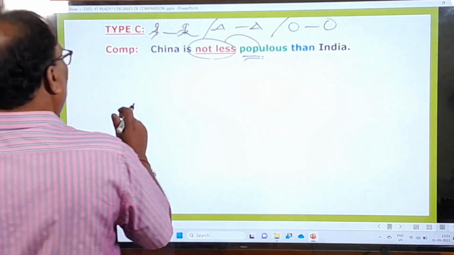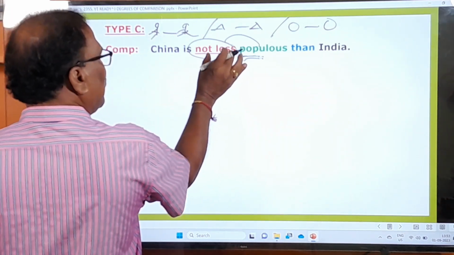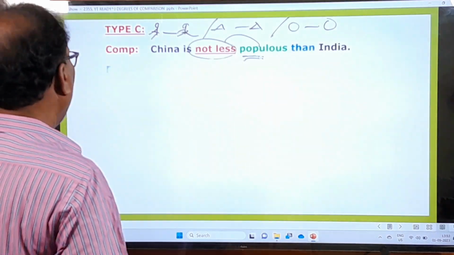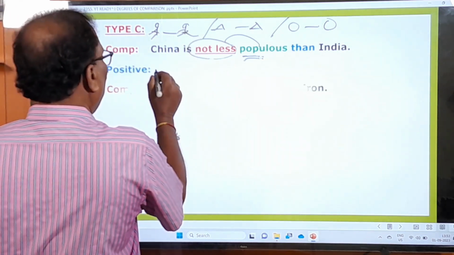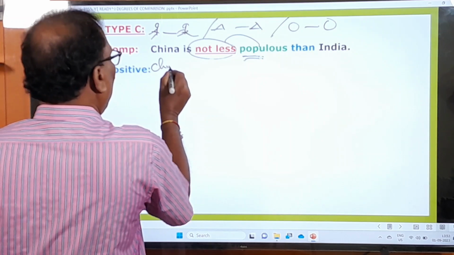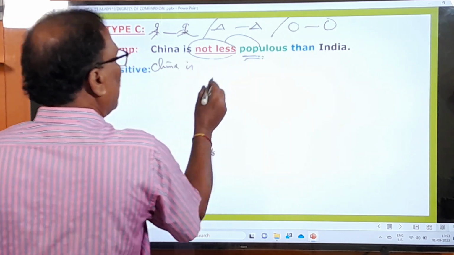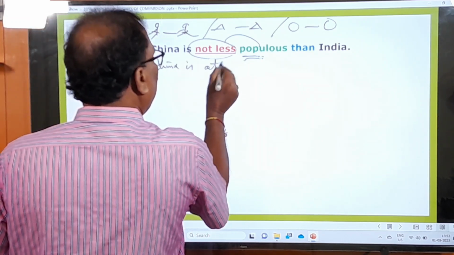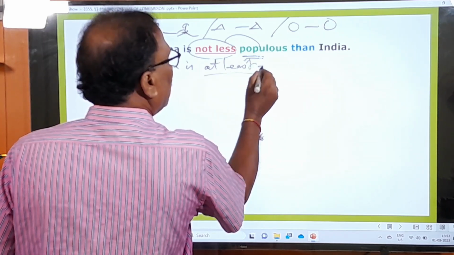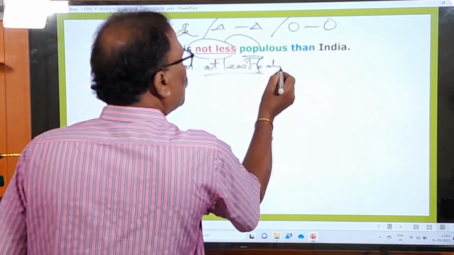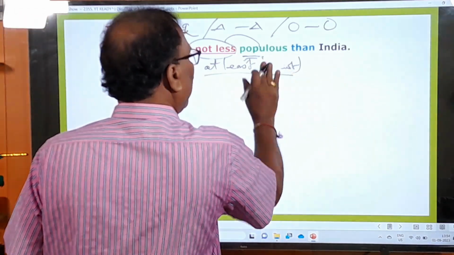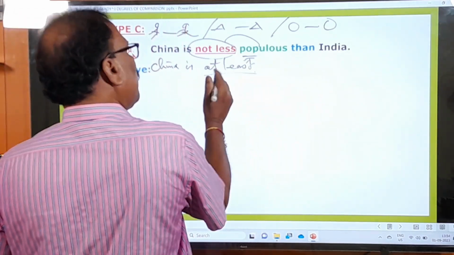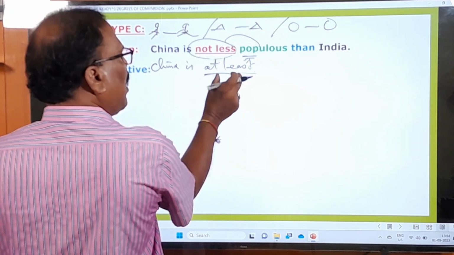Right. And now let us see that. When this kind of sentence is given, how to change it into positive degree without changing its meaning. Okay, how? Here you see that. China is at least. At least means almost. That's the meaning. Instead of "not less", we have to use "at least".